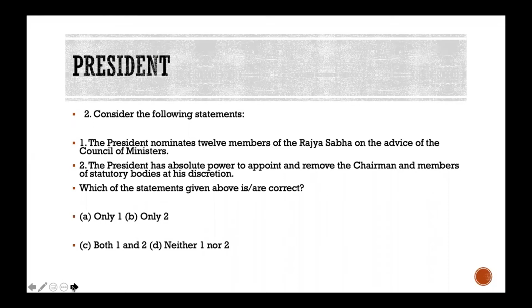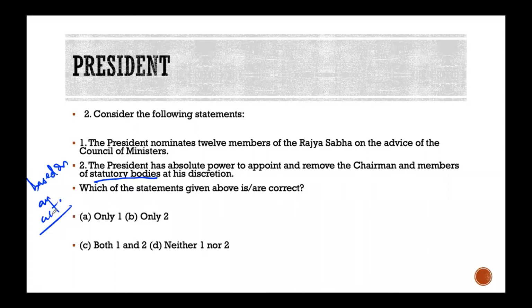The President nominates 12 members of the Rajya Sabha on the advice of the Council of Ministers. The President has absolute power to appoint and remove the chairman and the members of statutory bodies at his discretion. Okay, what are statutory bodies? Statutory bodies are those bodies that have been formed on the basis of... what is statutory, guys? By law. Yeah, based on an act. Okay, based on an act. Excellent.